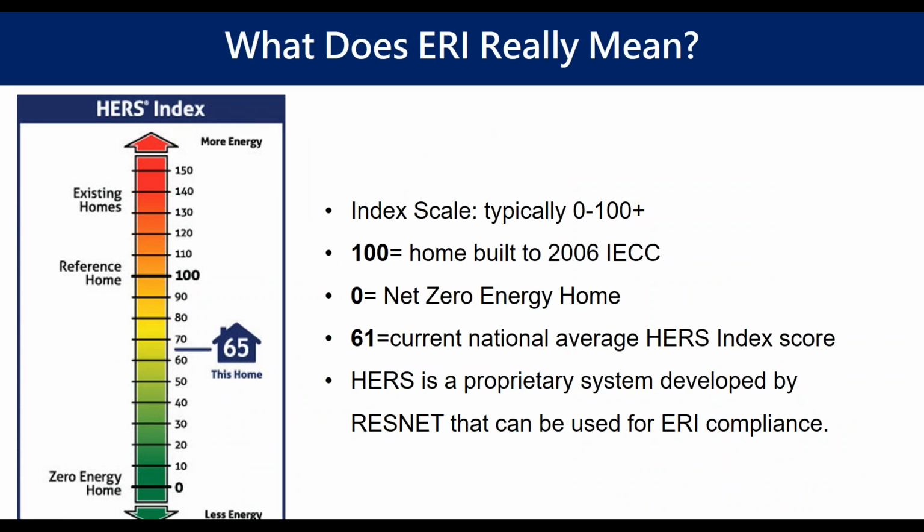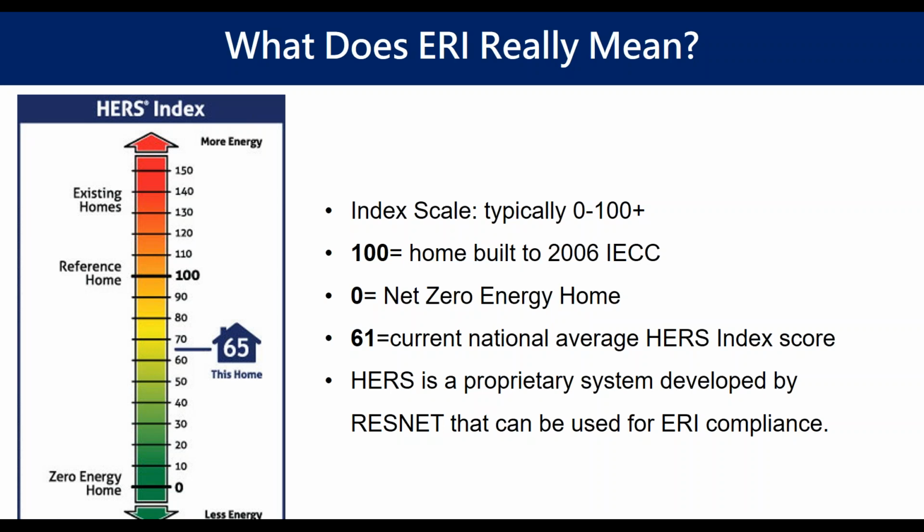So what does it really mean to have an index scale? Generally, the scale operates from 0 to 100, but in actuality, it can go very far negative, and it can go well above 100, especially when you start talking about older existing homes. A 100 represents a home that was built in compliance with the 2006 IECC, and a 0 is roughly a net zero energy home, but more importantly, it's a home that is 100% more efficient than the 2006 IECC.